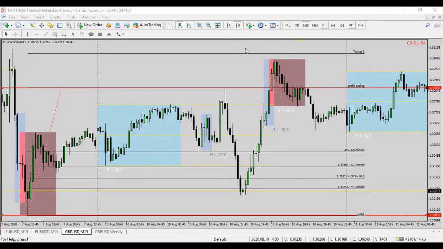Very good. So look very carefully. I'm already teaching you implied support and resistance. Yes. These lines you are seeing here are basically acting as support and resistance.